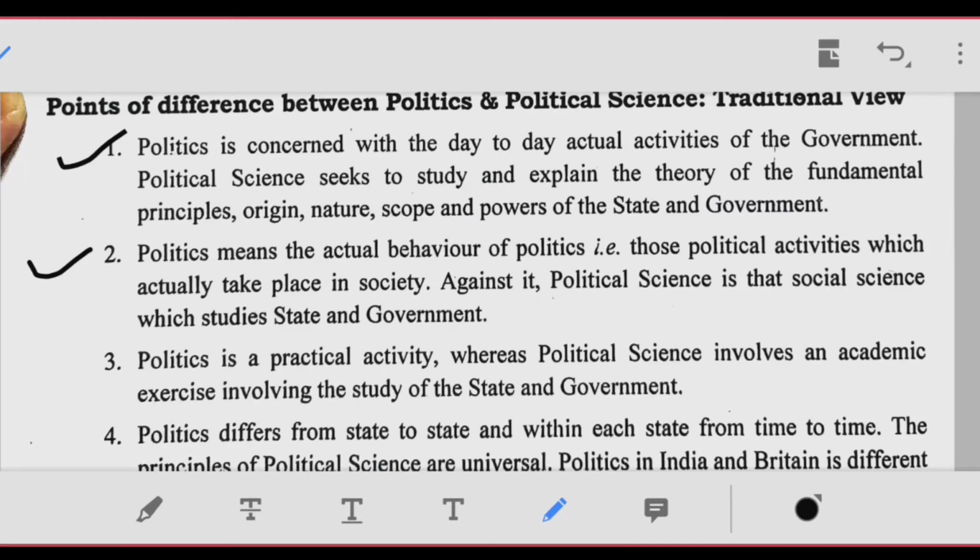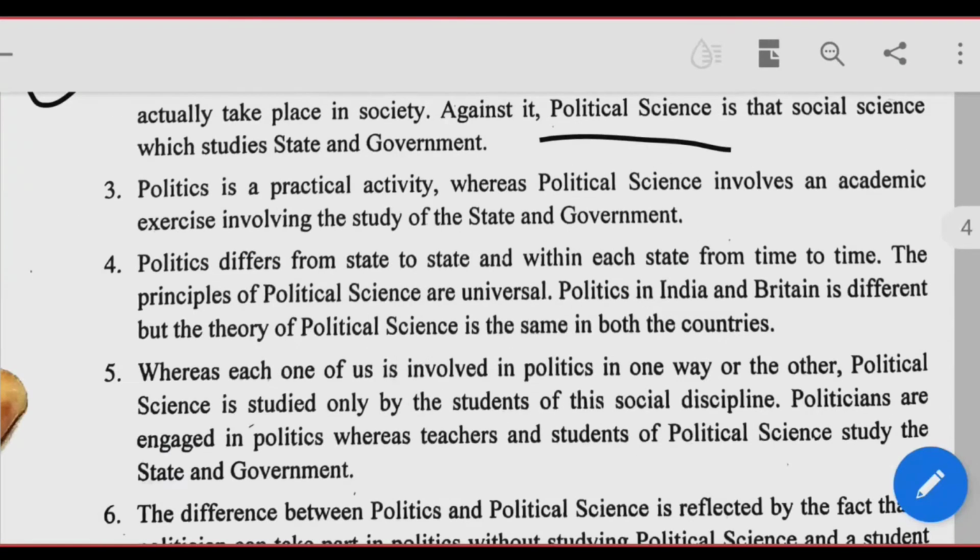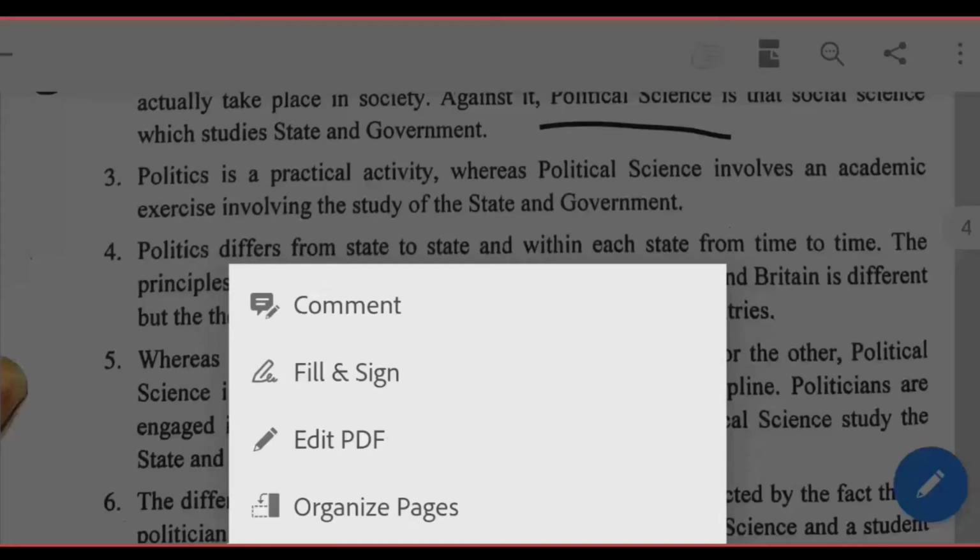And on the other hand, political science is that social science which studies state and government. Again, the same thing. Political science is that social science which studies state and government. So one side practical, other side theory. Politics is practical, whereas political science is theoretical. Okay, now the next one. Number three, you can see here.